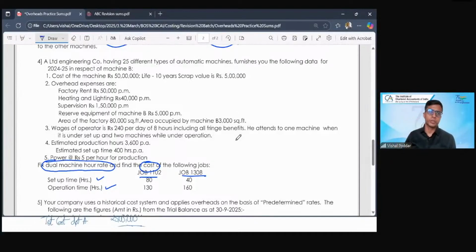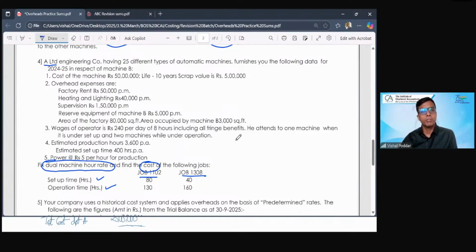In my previous question, I divided the total cost of this particular machine by the total hours. We got one single charging rate. However, at times the question wants you to calculate two charging rates, which is called the dual machine hour rate. Let us see what this question is about.